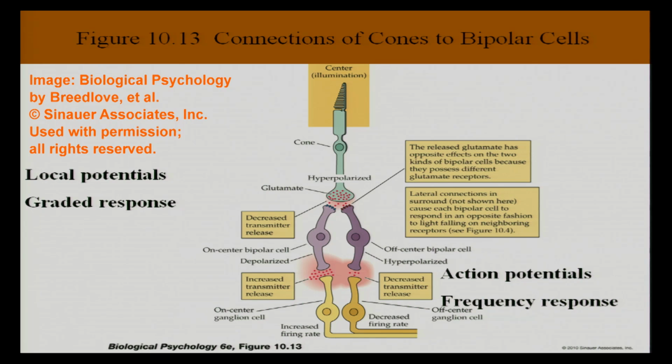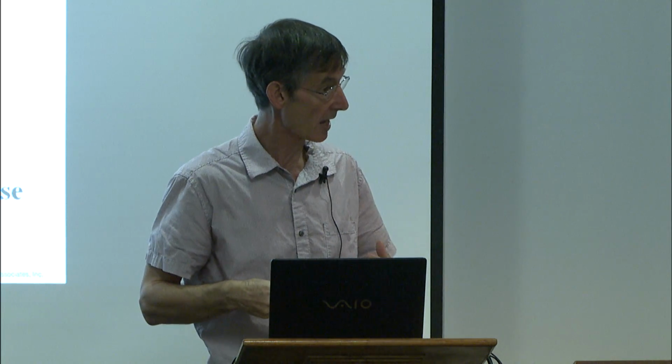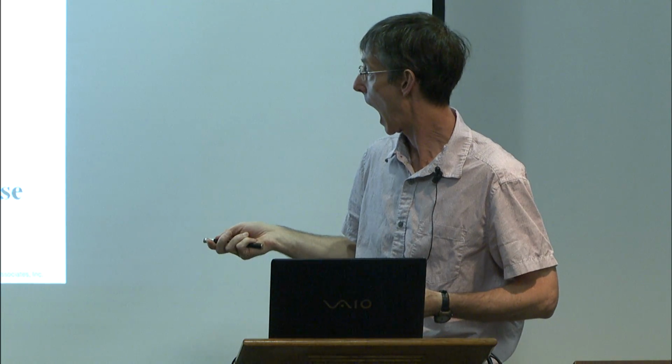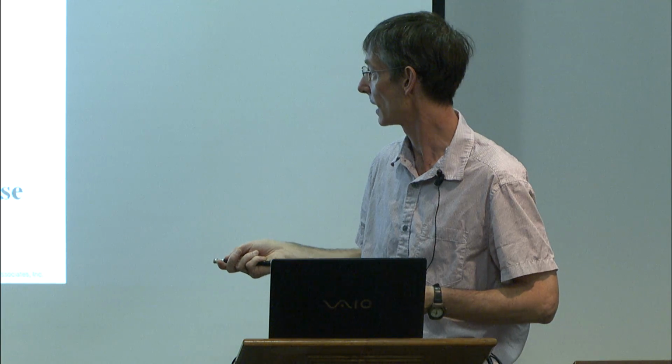Now you can imagine the converse. You could have a constant level of light, and then you could decrease the level of light, you could reduce the center illumination, and so the opposite would happen. The on-center ganglion cell will decrease its firing rate, and the off-center bipolar and ganglion cells will increase their firing rate. So now we have two systems of on and off which are actually working in parallel.